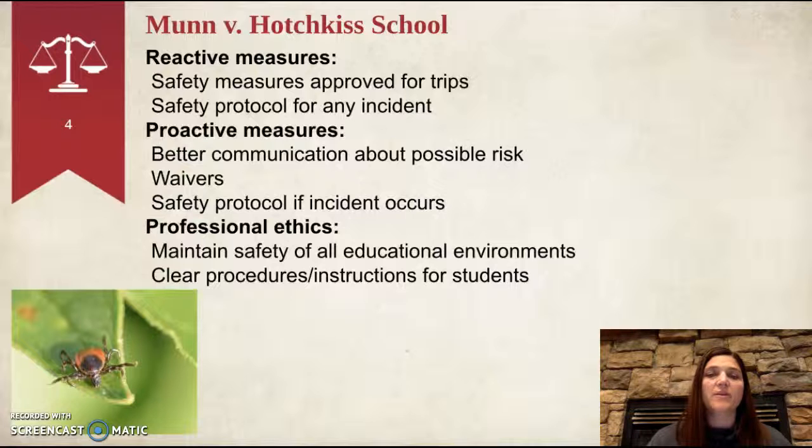Proactive measures could be better communication about possible risks so that the parents were in the loop, perhaps waivers to be signed, and then also, again, making sure there's clear communication about those safety protocols. If an incident occurs, what the steps will be.